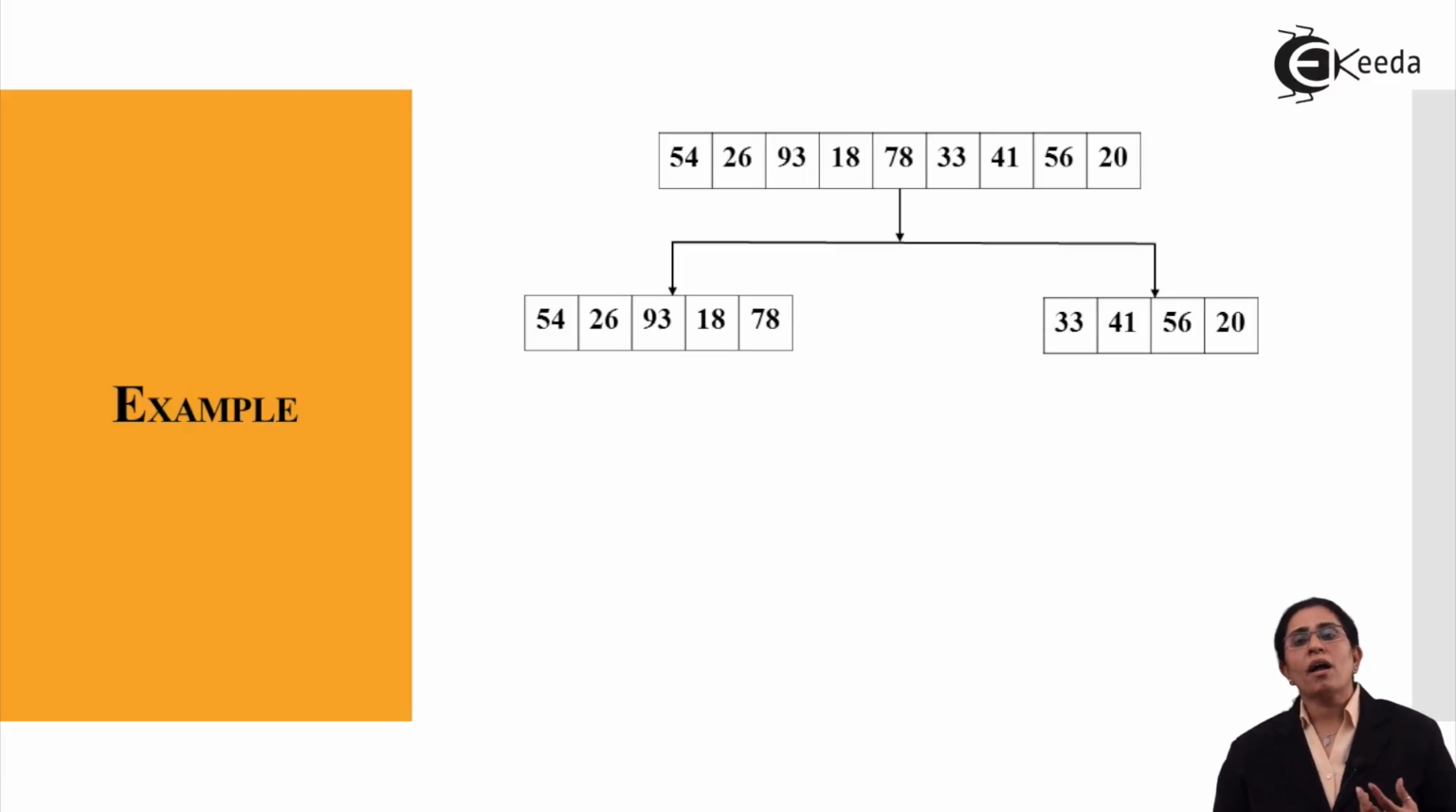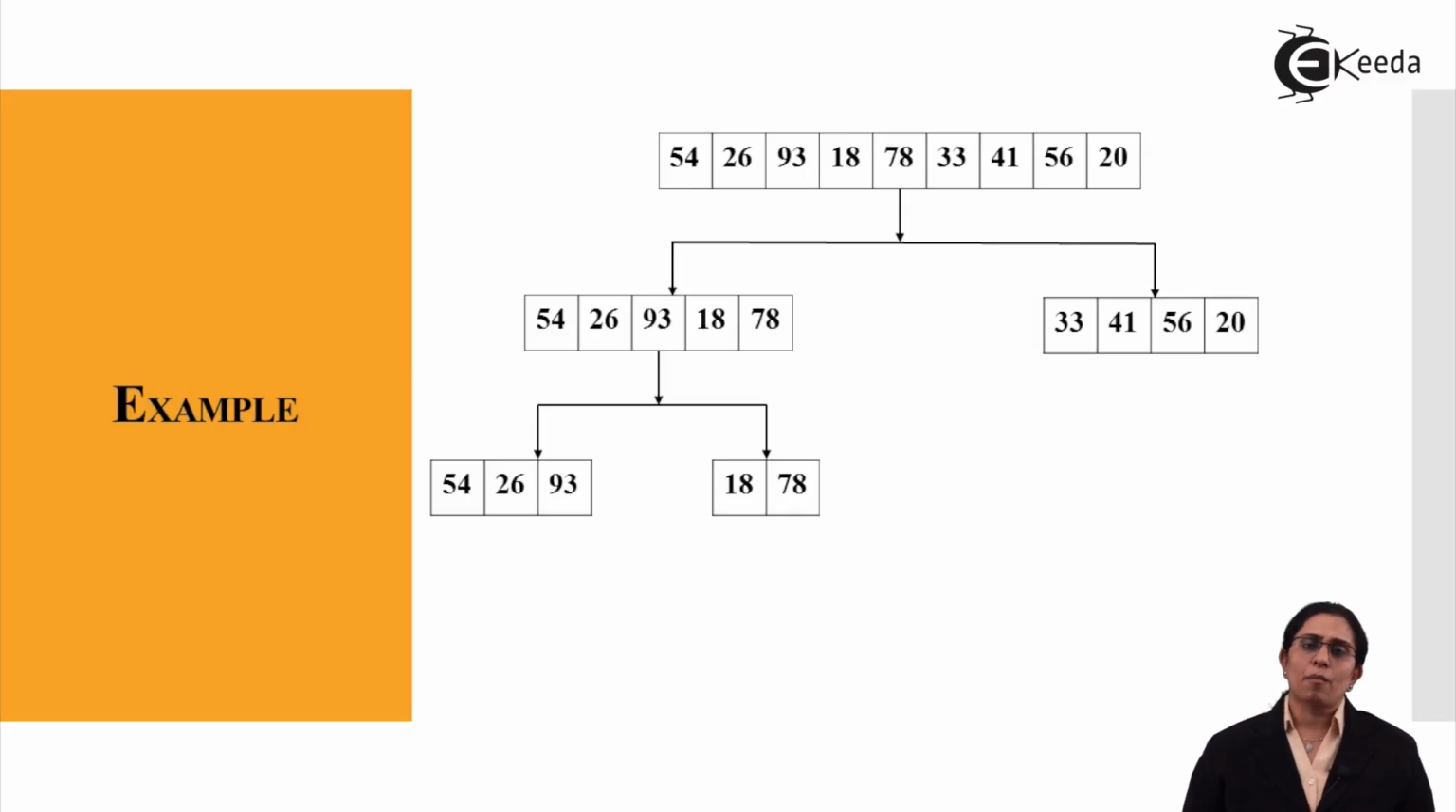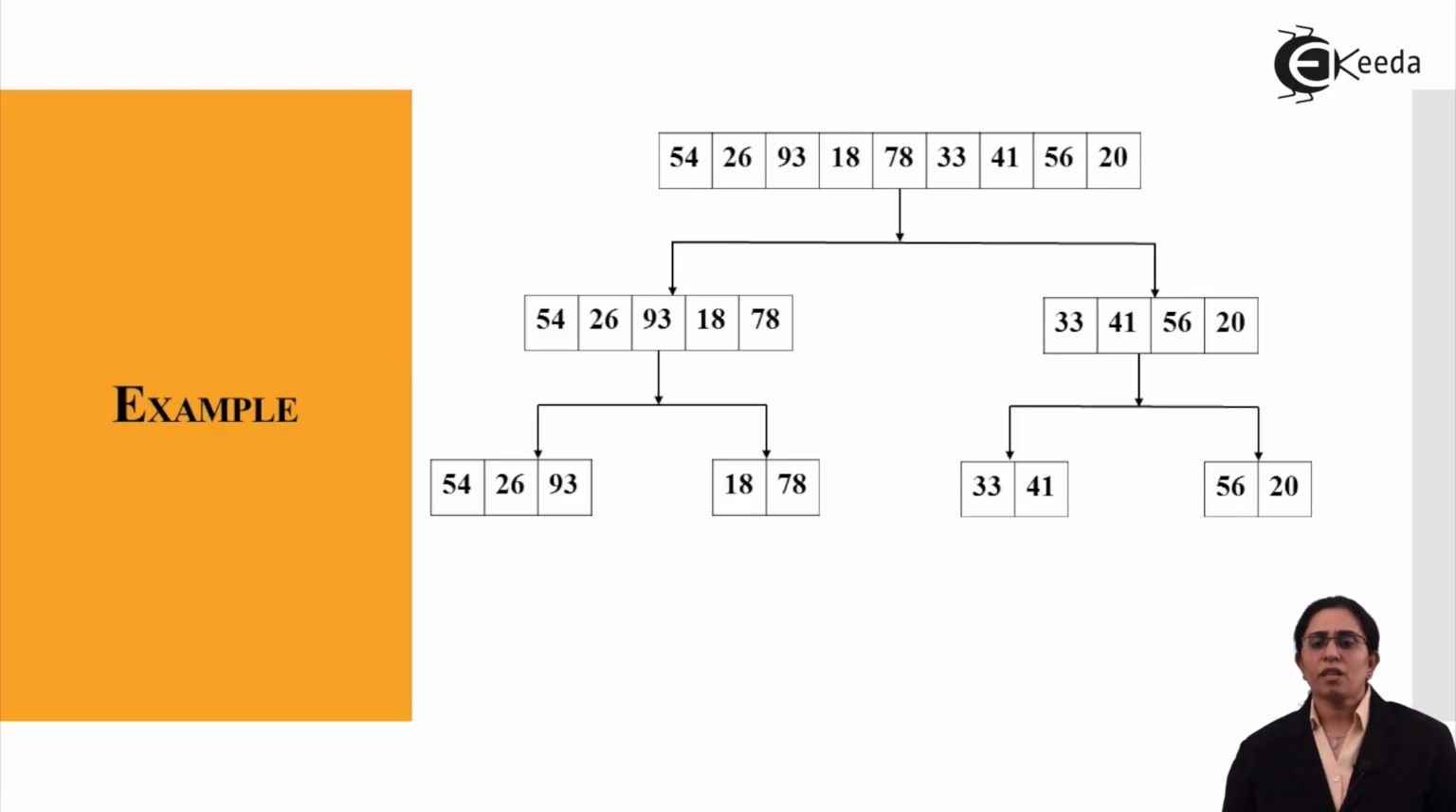Now, but still, my array size or my problem size is large. I can still divide this problem size into n by 2. So, recursively, we'll be calling the function to find the middle of the array, and it will be again split. So my left hand side subarray will be split into 54, 26, 93 and 18, 78. And my right side of the subarray will be split into 33, 41 and 56, 20.